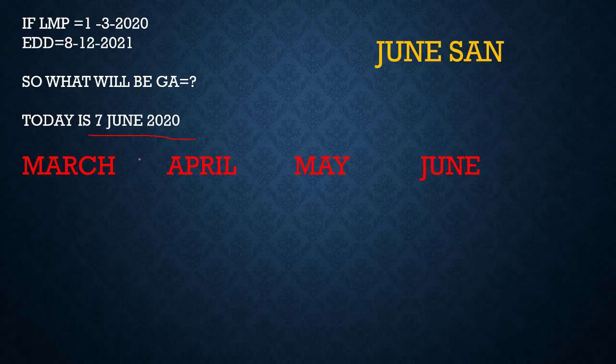Then again, you have to write the months from March till June. So there are 4 months. Now write down the total number of days a month can hold. So March has 31 days, April has 30 days, May has 31, June has 30 days in it. As the LMP is starting from the 1st March 2020, we will start counting from the 2nd March. So 30 days remain in March.